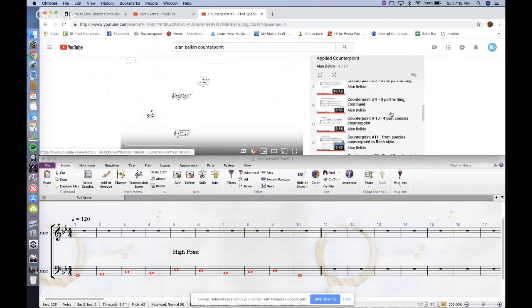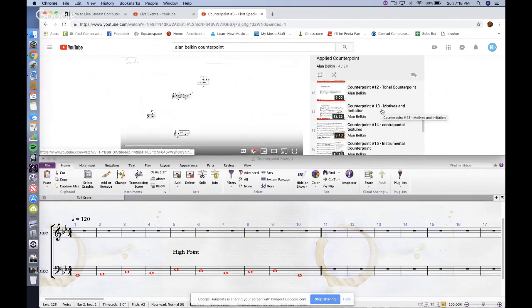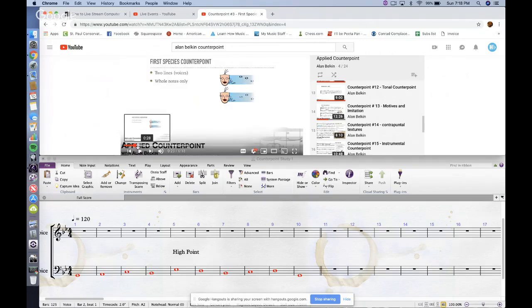I got up until this point and I realized this was really awesome and that I wanted to do this live with other people. So that's what we're going to try. Okay, so he talks a little bit about what it is: first species, two lines, whole notes only is the very first idea. And I'm doing this because I think Alan is a genius and I really enjoy his writing, but he's a little dry. He's very, very intelligent, but it comes off a little dry. I thought this would be fun to do all together. The person who made these videos for Alan is fabulous and should be celebrated. I don't know who it is.